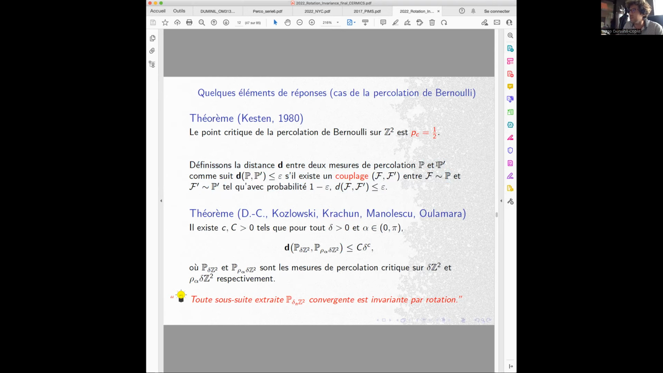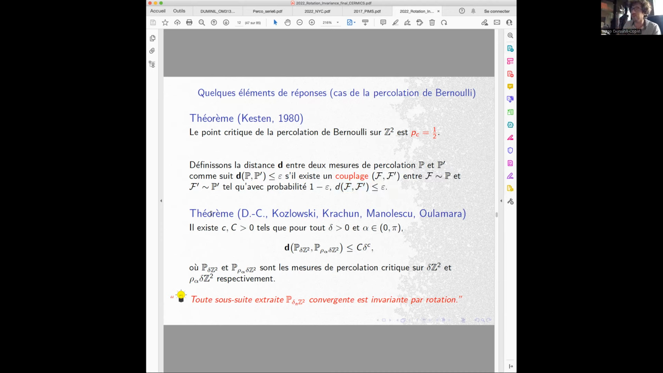If I take two models of loops, P and P prime, so I pick F according to P and F prime according to P prime. So F and F prime are random families of loops. I'm going to say that the models are close to each other, at distance epsilon, if with probability 1 minus epsilon, I can couple them in such a way that the distance between the families of loops is smaller than epsilon. It's really a way of measuring how close two statistical physics models of random loops are.